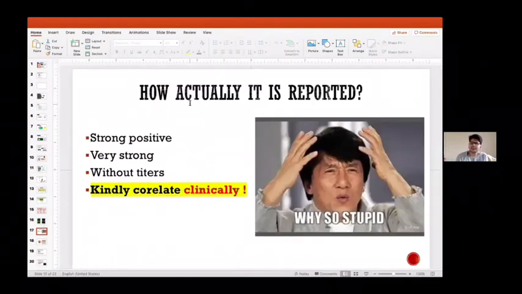Okay, so this is my feeling as a rheumatologist, that people report it as strong positive, very strong positive. They report it without titers, and they write kindly correlate clinically. This happens with our radiology colleagues also, right? We hope that if they give us something we can easily make a diagnosis, but they will just write kindly correlate clinically, and we are screwed up. What to do, we do not know.